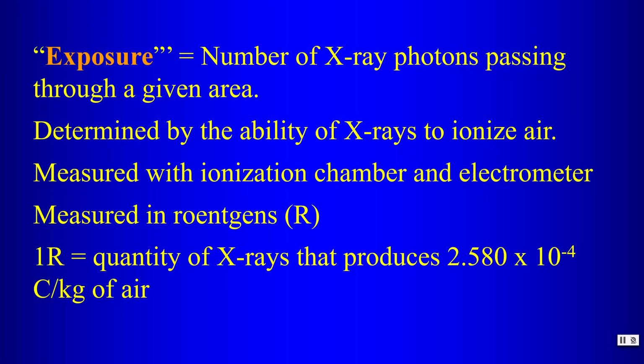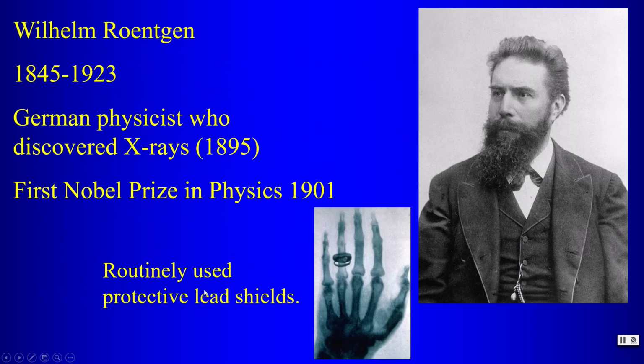So this is determined or measured by the ability of the X-rays to ionize air, and this is measured in an ionization chamber using an electrometer. It's measured in Röntgens, and one Röntgen is the quantity of X-rays that produces this particular number of coulombs per kilogram of air.